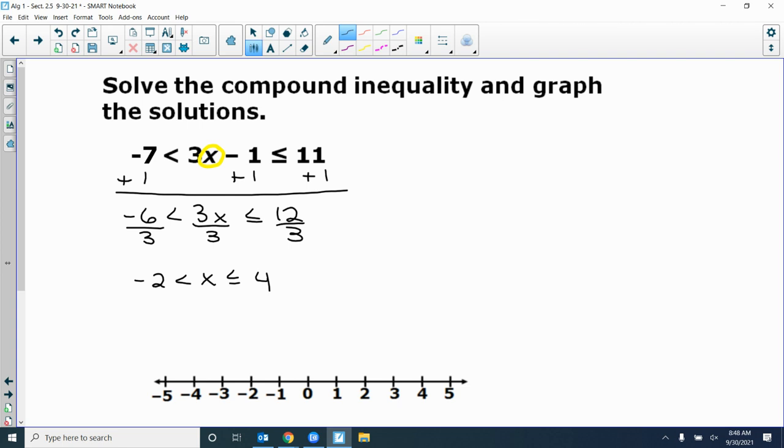Now, this is also the same as saying, I want you to think about this. You can also rewrite that with the x first, and you can say x is greater than negative 2 and x is less than or equal to 4. It's saying the same thing. Now, you don't have to write it like that. You can leave it just like this.